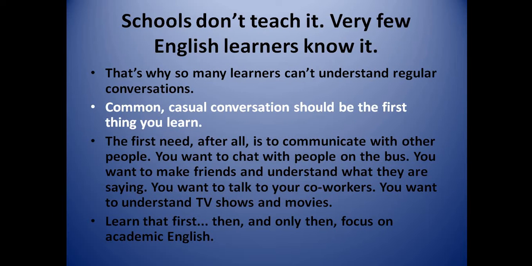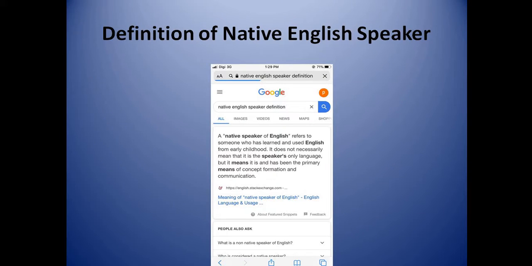Schools don't teach it. Very few English learners know it. That's why so many learners can't understand regular conversations. Common casual conversation should be the first thing you learn. The first need, after all, is to communicate with other people. You want to chat with people on the bus, make friends, understand what they are saying. You want to talk to co-workers. You want to understand TV shows and movies. Learn that first, then and only then focus on academic English.